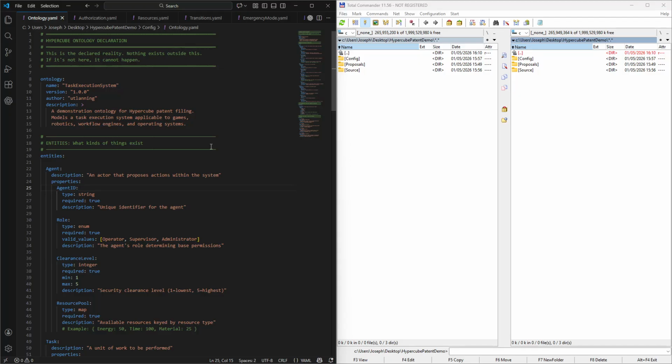What you will see is not a simulation or a game engine, nor is it a behavior tree. It is a system that decides what is allowed to happen based on explicitly declared rules. If something happens in a Hypercube governed system, it happens because the ontology permitted it, and for no other reason.